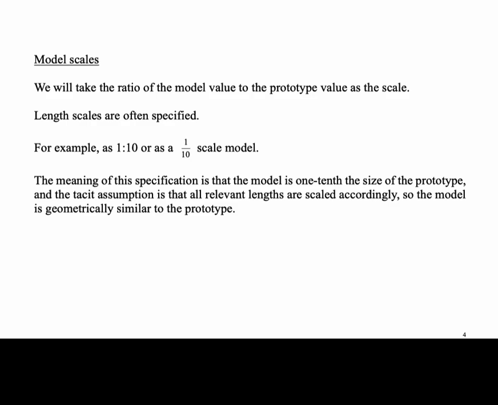So when we do similarity and modeling, one important parameter is the model scale. We will take the ratio of the model value to the prototype value as the scale. Length scales are often specified, for example, as 1 to 10 or as a 1/10 scale model. The meaning of this specification is that the model is 1/10 the size of the prototype, and the tacit assumption is that all relevant lengths are scaled accordingly. So the model is geometrically similar to the prototype.